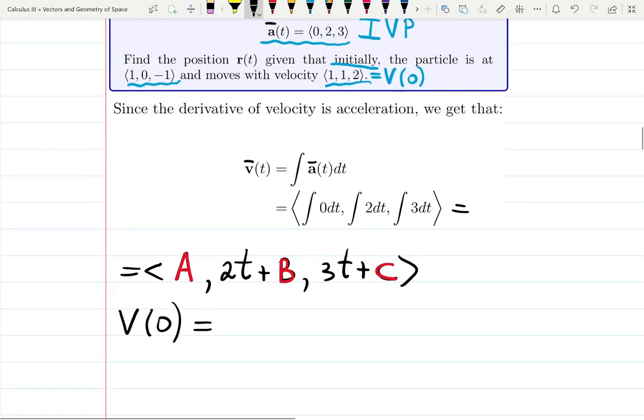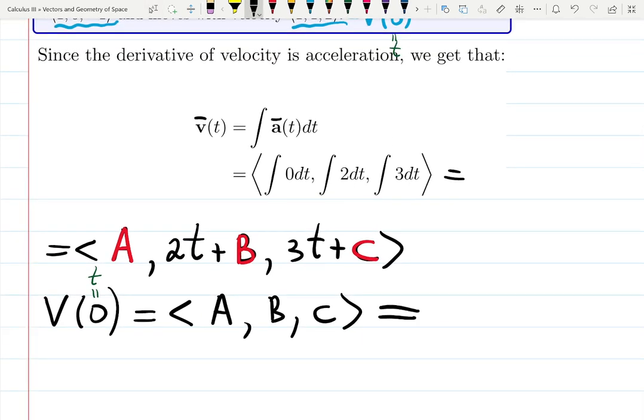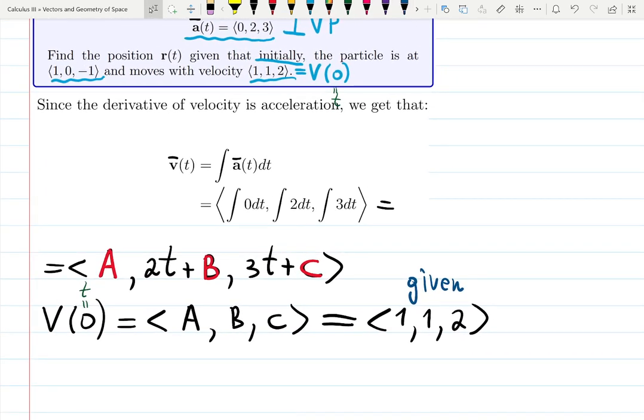I'm plugging in t equals 0 because it's exactly what they gave me. They say at 0 you should have 1, 1, 2. But at 0, instead of 1, 1, 2, I have a, b, and c. How do I have it? Because 0 plus b and 0 plus c. But I should have 1, 1, 2. This part is given, and now you can solve. So don't skip that step.